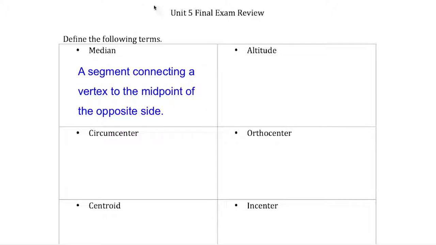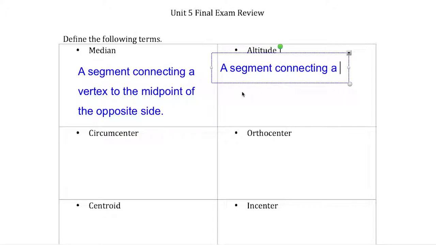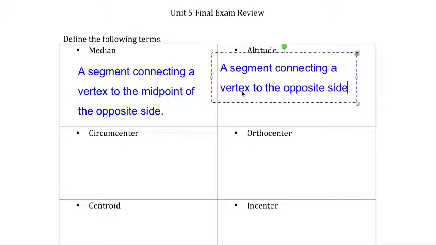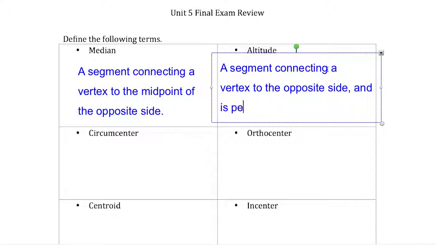The altitude is the same. It goes, so this is a segment connecting a vertex to the opposite side, but the difference from the median, whereas a median connects to the midpoint, the altitude is perpendicular to the opposite side. So an altitude is a segment connecting a vertex to the opposite side and is perpendicular to that side.